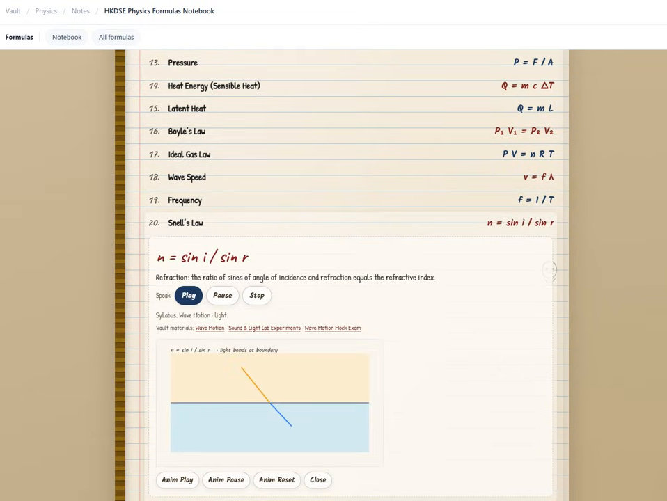Snell's law, n equals sine i over sine r. Refraction, the ratio of sines of angle of incidence and refraction equals the refractive index. Light bends at the boundary, Snell's law.